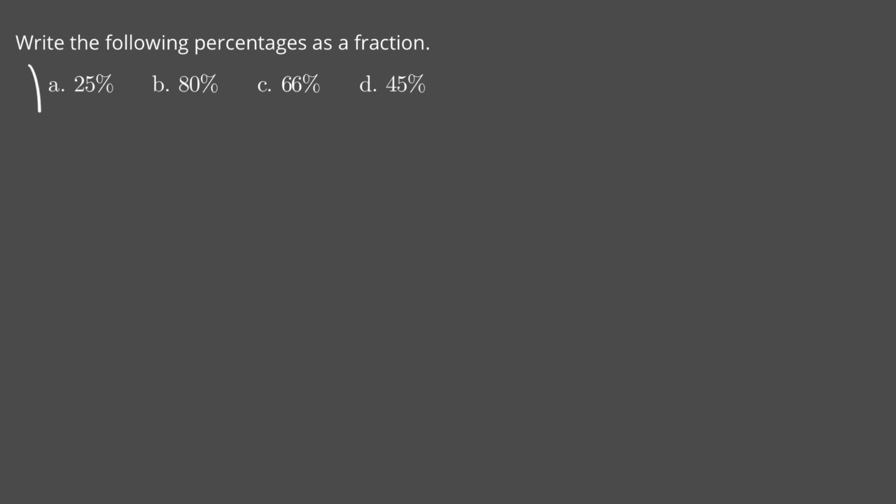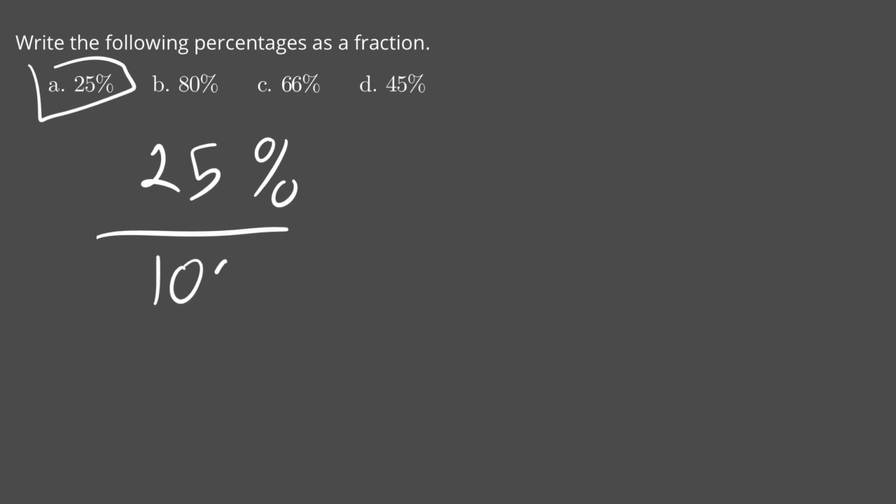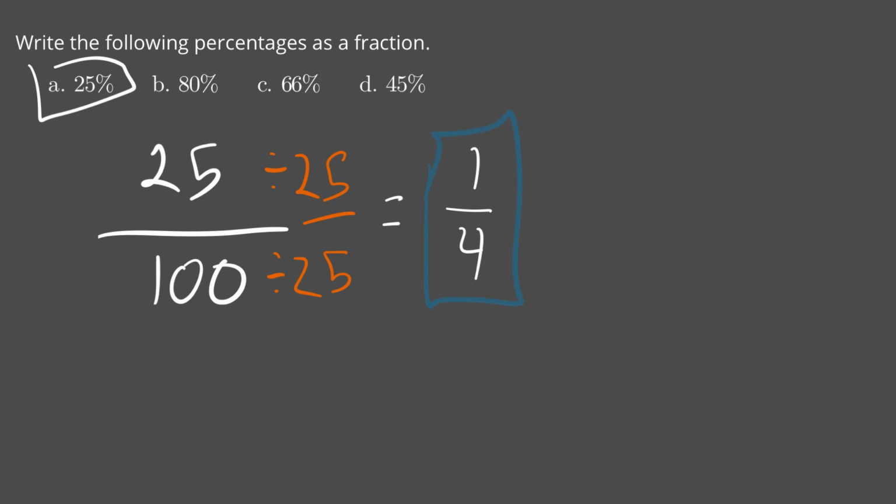So in part A, we have 25%. We simply take that number, we put it over 100, and we erase the percentage symbol. Now we have a fraction. All that's left to do is simplify. 25 and 100 share a common factor of 25, so we will divide the top and bottom by 25 over 25, and that simplifies to 1 over 4 as our final answer for part A.